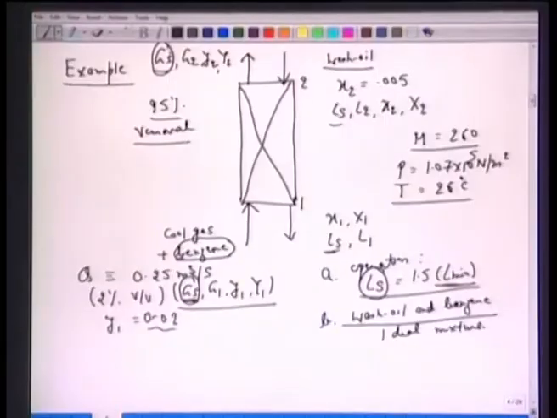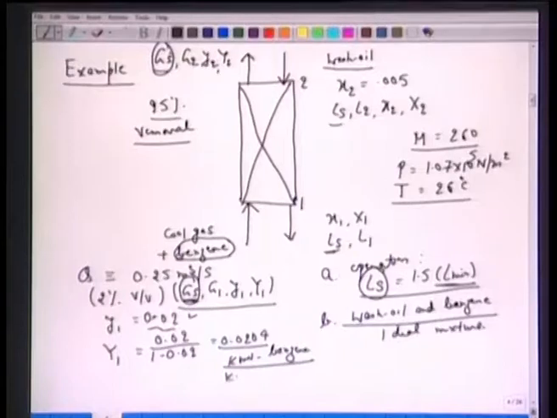So before we take up, let's determine the quantities which are given to us. As we said, y1 is 0.02, in small mole fractions. So we can determine capital Y1 on a solute free basis: 0.02 over 1 minus 0.02 equals 0.0204. What is this 0.0204? This is nothing but kilomole of benzene per kilomole of dry gas.